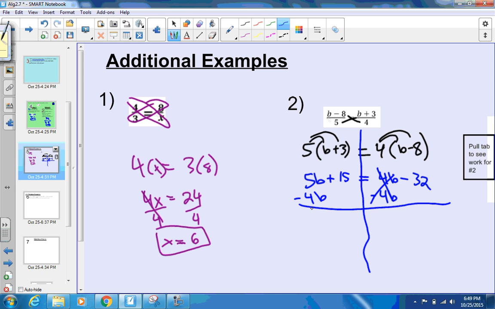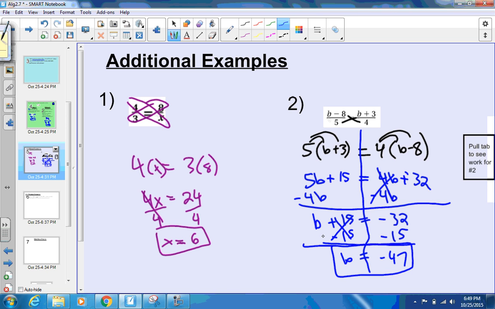That leaves us with 1b, or simply just b, plus 15 equals, remember, this should be a plus a negative 32, so it is a negative 32 over here. All right, and last step to solving for this would be to subtract 15 from both sides, because b is then by itself, there's no coefficient in front of the b. And we can do negative 32 minus 15. They're both negative, so it's going to be a bigger negative. That'll be negative 47.